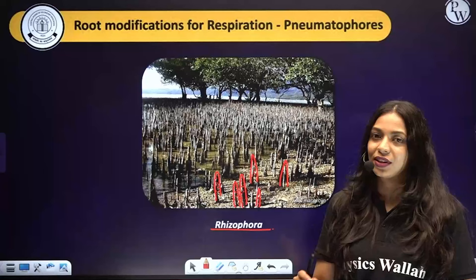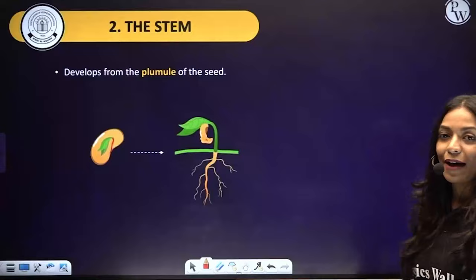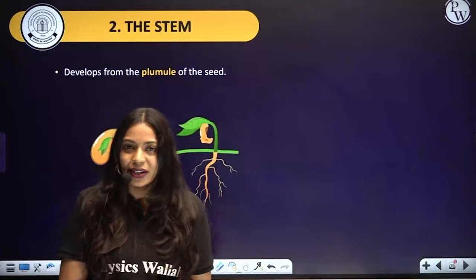So with this, we have finished the morphology of fruit, regions of fruit, and modifications of fruit. Now it is time for us to move on to the next part, which is the stem, right?